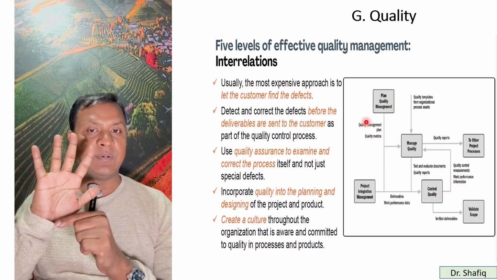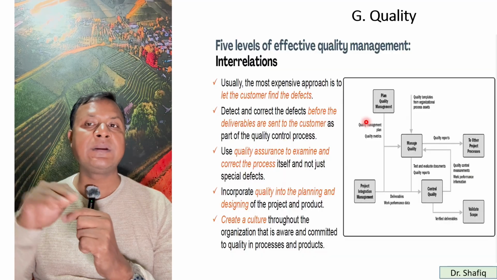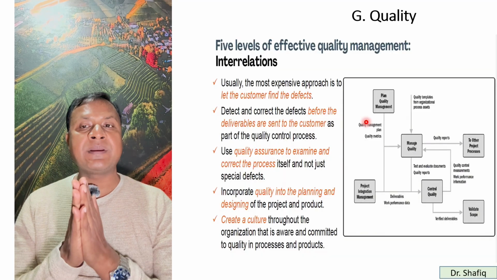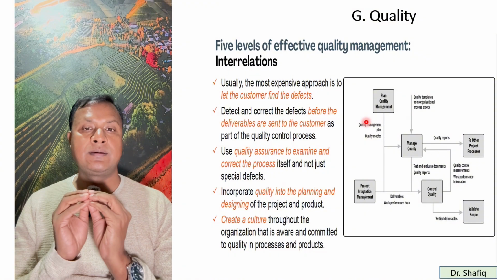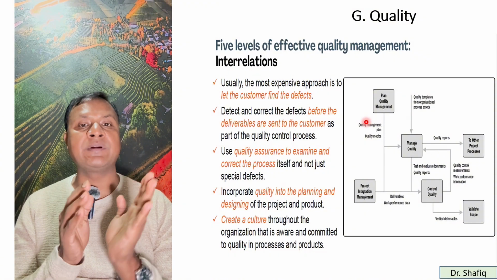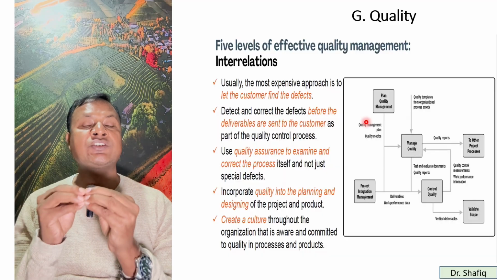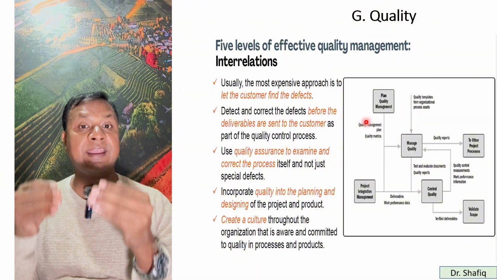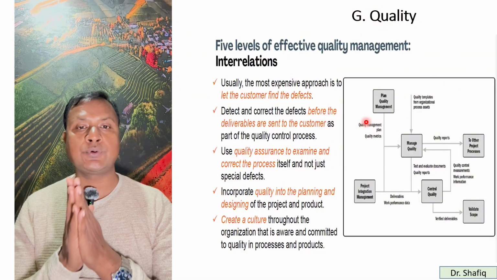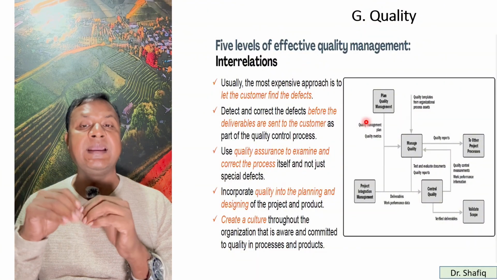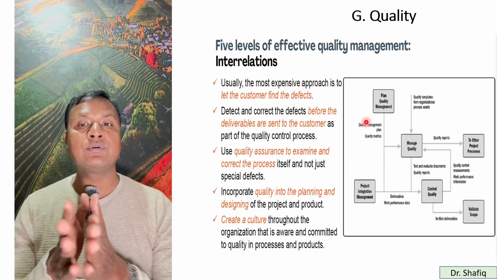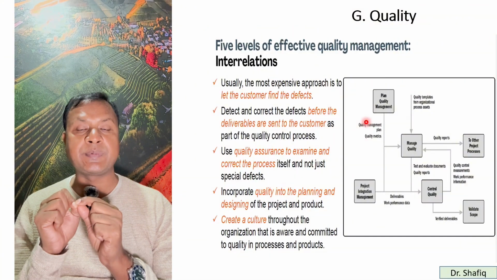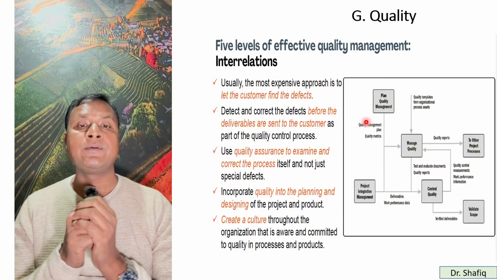Actually, there are 5 levels of quality management, and they are interrelated. If it happens that you have delivered the product, the customer got it, and then the customer found a defect, then they send it back and you have to do it again. This is very costly. This is one step. And the second one is, before delivery, you detect if there is any kind of discrepancy, then you have to work on it again.